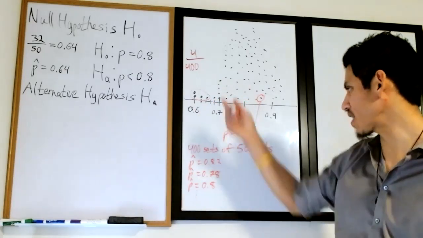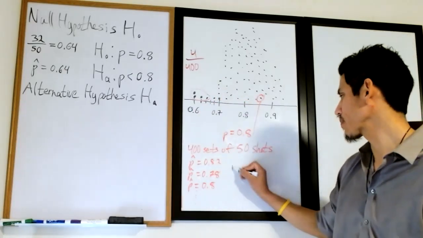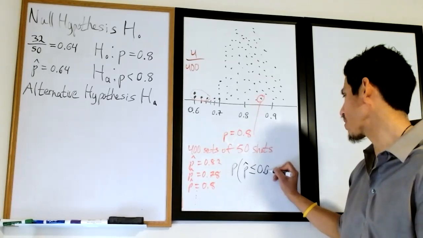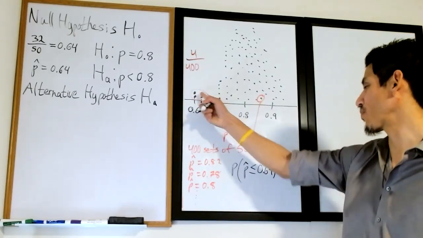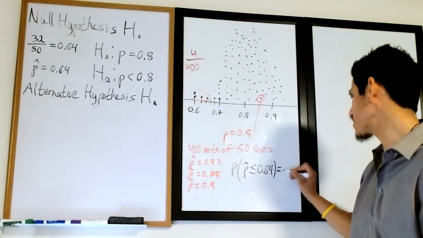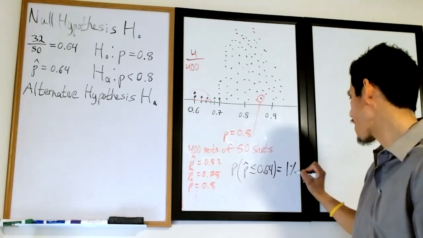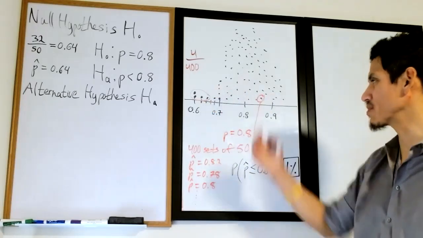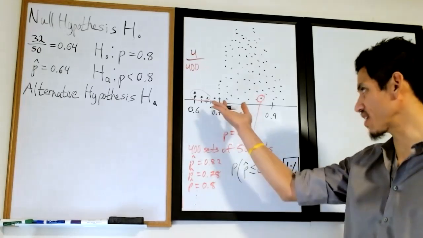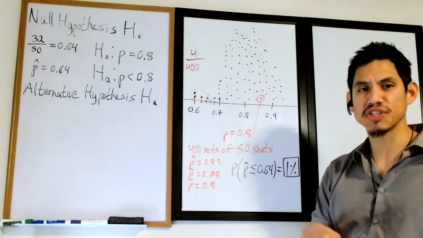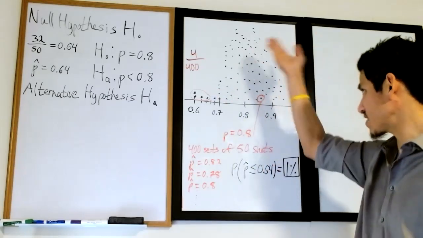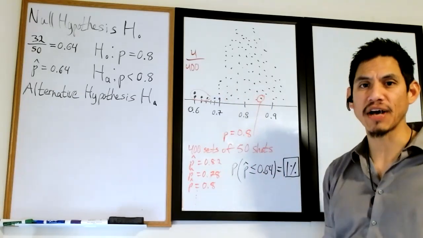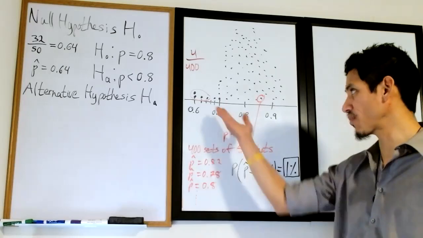So then he says, well, based on this, the probability of getting a p hat less than or equal to 0.64 is 4 out of 400, or 1%. So he's like, I think you're lying. I don't think you should really shoot 80%, because based on my significance test or simulation, 1% of the time we got p hat values of 64% or less, or 0.64 or less.